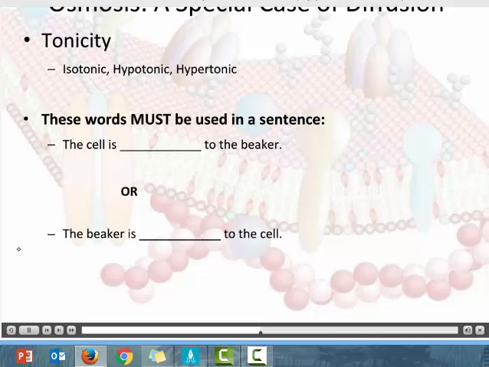So we can talk about the cell is blank to the beaker, or we can talk about the beaker being blank to the cell. And depending on which of those sentences we use, the blank, the vocabulary word that goes in the middle, is going to be different. Okay, so let's start with isotonic.